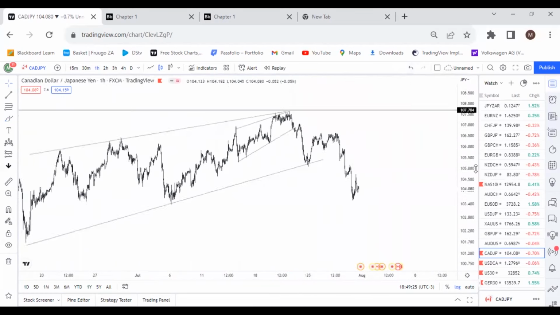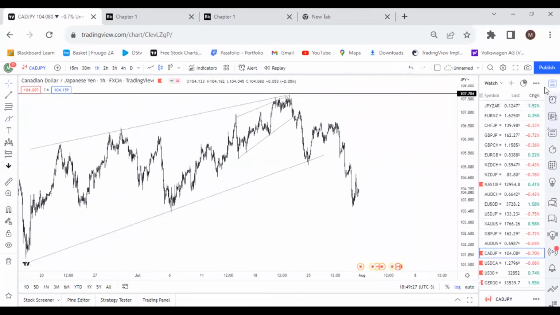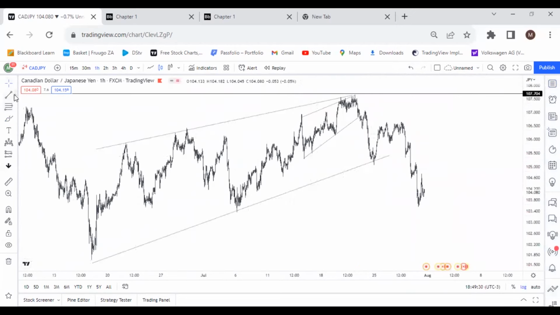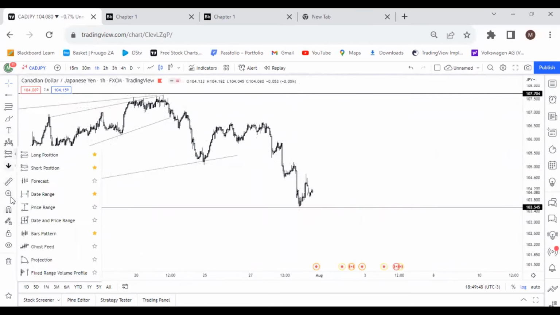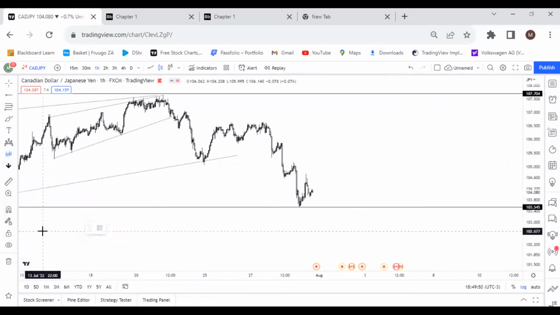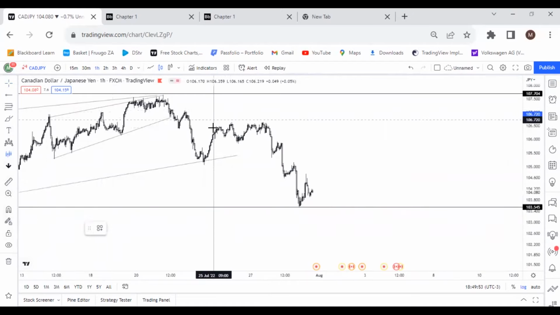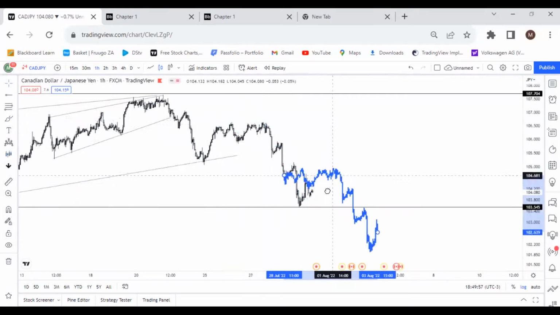but right now, as you can see, using our horizontal ray, we sort of reached this previous low, and the price just rejected right there. So what could potentially happen right here is, let me just grab my box tool. So this could potentially happen.